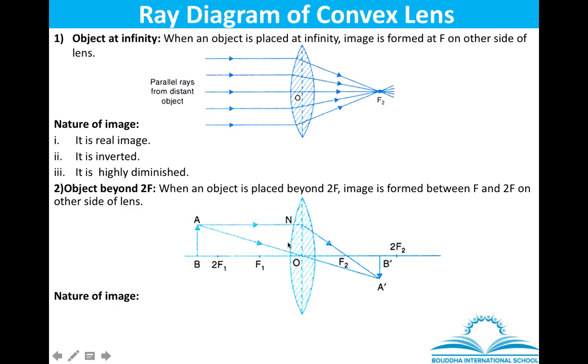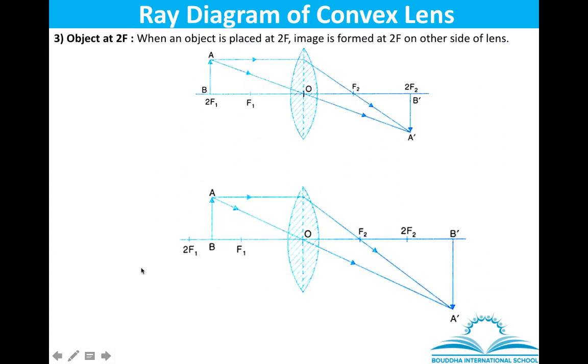So the nature of the image you can guess, since it is formed by the crossing of real rays here, this is a real image. A real image means inverted, you can see. And if you look at the size, you can also guess the size. The image is smaller than the object, so smaller means it is diminished.